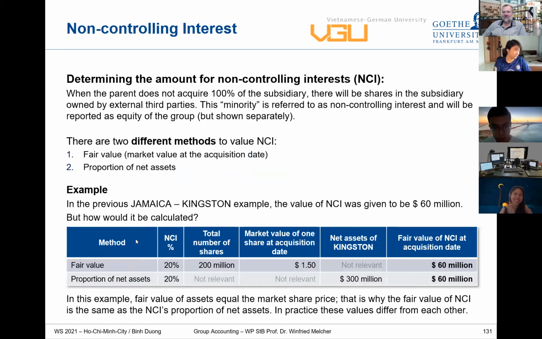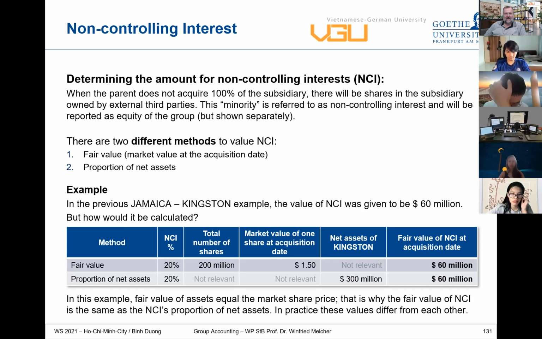Okay, so the problem here is, how do we do that? How are we determining the amount for non-controlling interests? We know that when a parent does not acquire all of the shares of a subsidiary, there will be some shares owned by external third parties, and they will be called minority or non-controlling interests, as we already know. And how would we allocate a value to those outside shareholders?